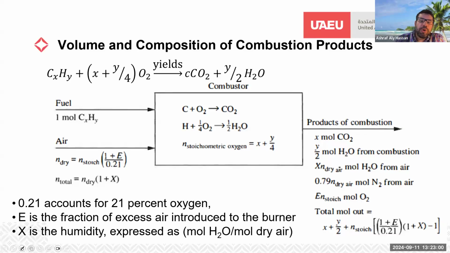In this video, we'll be talking about volume and composition of combustion products. Again, we can look at the relationship CxHy plus (x plus y over 4) O2 that combusts and leads to CO2 and water. So for every, and there is here like a correction, this is an x, not a C.